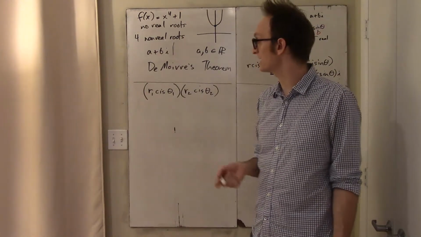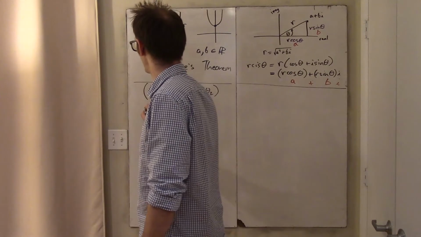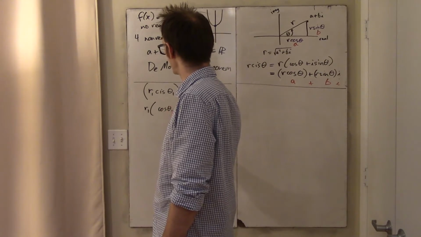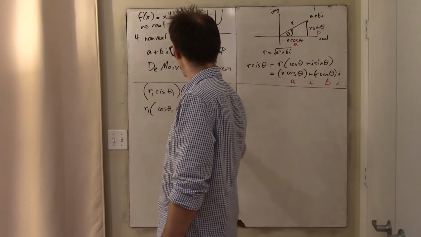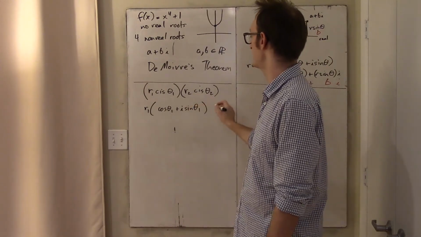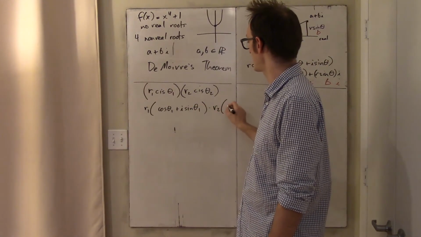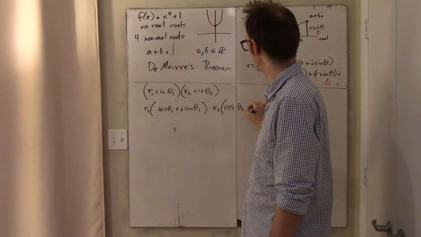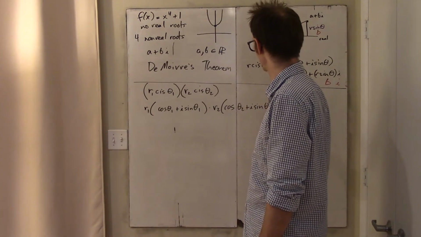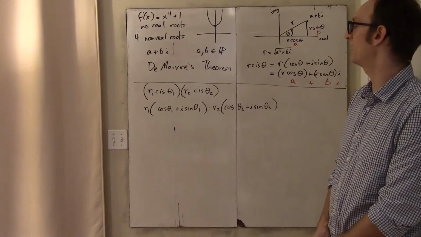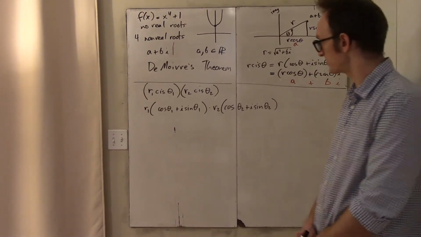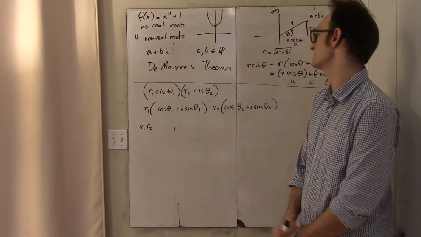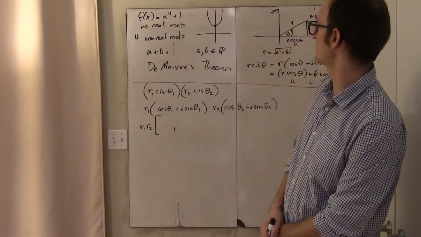Well, it's just a matter of cranking this out. What is r1 cis theta 1? Remember that's just shorthand for r1 times cosine theta 1 plus i times sine theta 1. And r2 cis theta 2 is just shorthand for r2 times cosine theta 2, I'll leave off the parentheses, cosine theta 2 plus i sine theta 2. Now I just perform those multiplications. r1 and r2 are just real numbers, so I can pull those out front. And now I just have all this stuff, so I just do it.